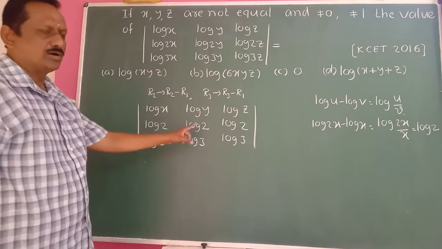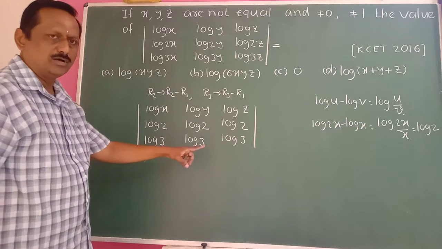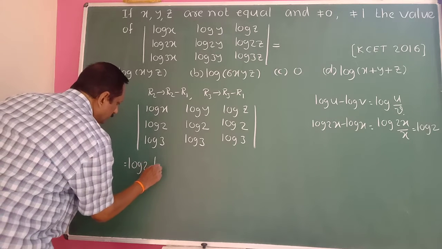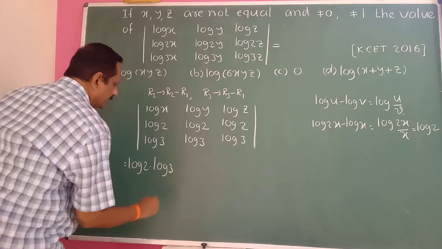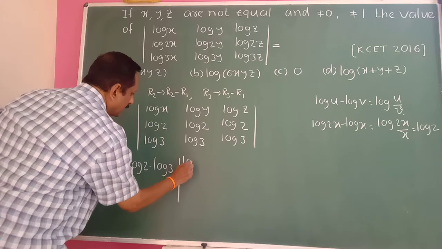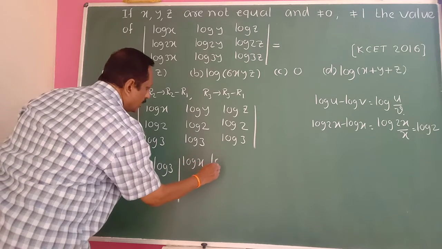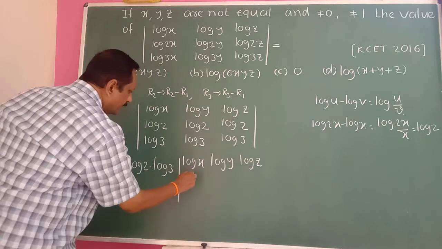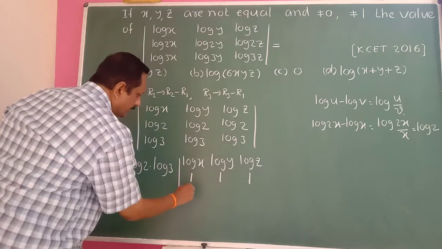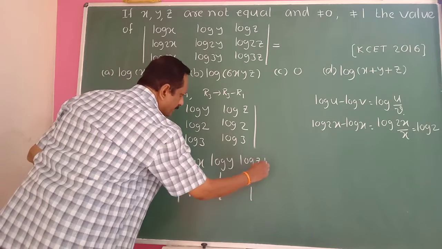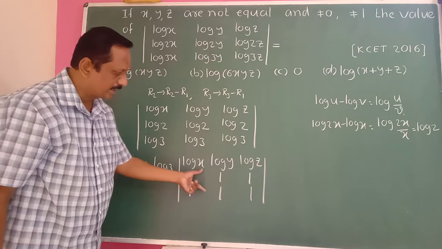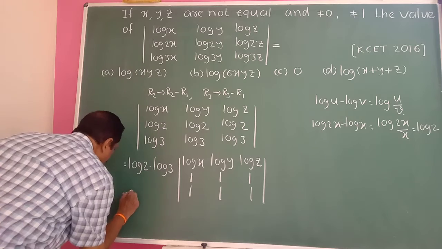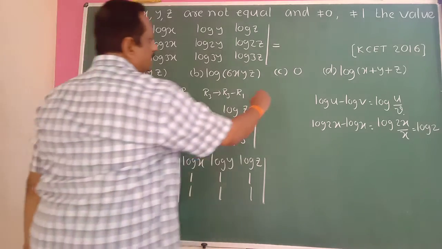So from the second row log 2 is a common factor, from the third row log 3 is the common factor. Therefore this is equal to log 2 into log 3 into the determinant of log x, log y, log z, and then 1, 1 and 1, and 1, 1 and 1. Then obviously these two rows are identical. The value of the determinant is 0. 0 into any term is 0. Hence again C is the answer.